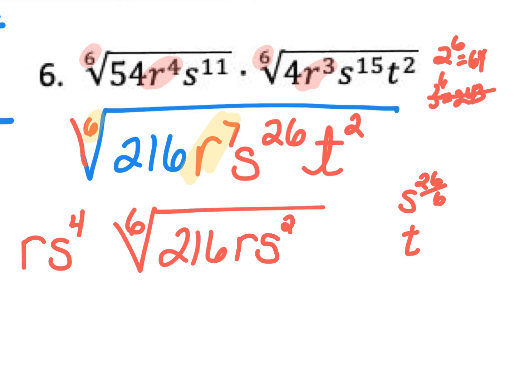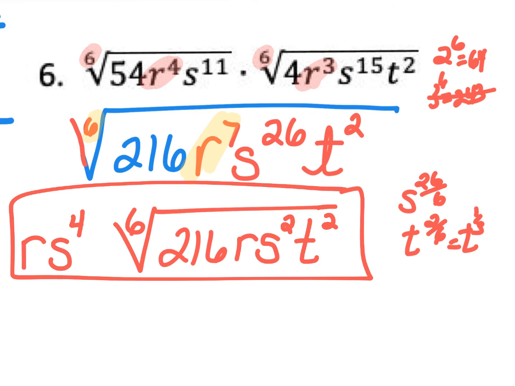t to the 2/6, let's see, well, that is not going to reduce here, so I'm going to just leave a t squared on the inside. Now, once in a while I have somebody say to me, well, wouldn't that become t to the 1/3? Well, technically that's true, but I would have to then make a second radical, and that almost makes this more complicated, so I'm just leaving it in this form, in the sixth root form.